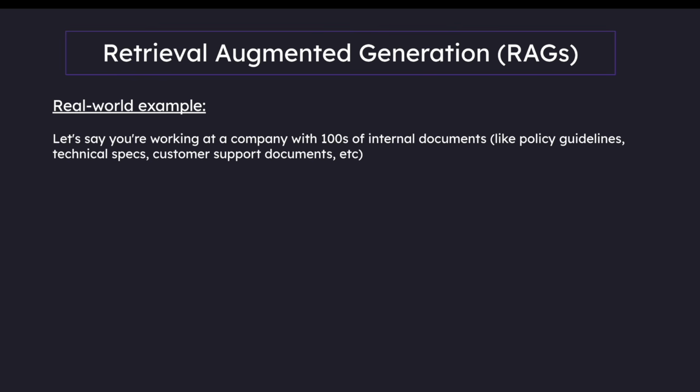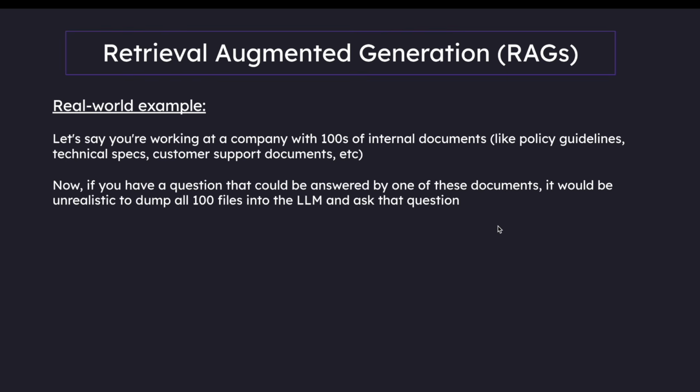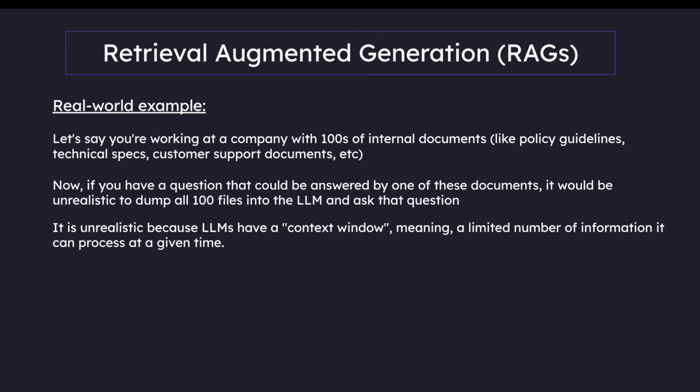Let's say you're working at a company with hundreds of internal documents like policy guidelines, technical specs, customer support documents, etc. Now, if you have a question that could be answered by one of these documents, it would be unrealistic to dump all 100 files into the LLM and ask that question. It is unrealistic because LLMs have a context window, meaning a limited amount of information it can process at a given time. But with LLM plus RAGs, this process can be streamlined.